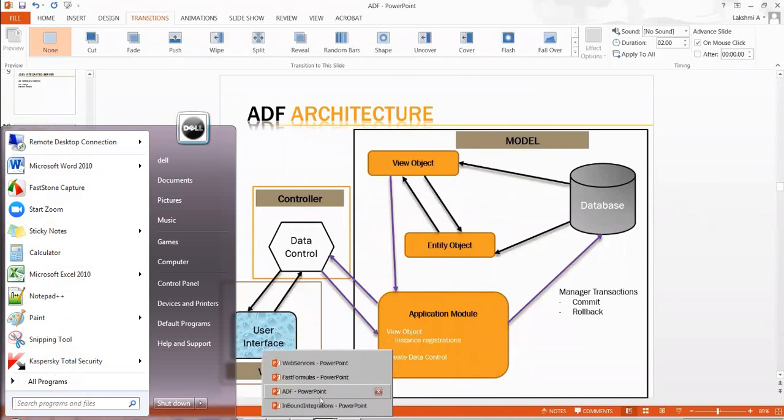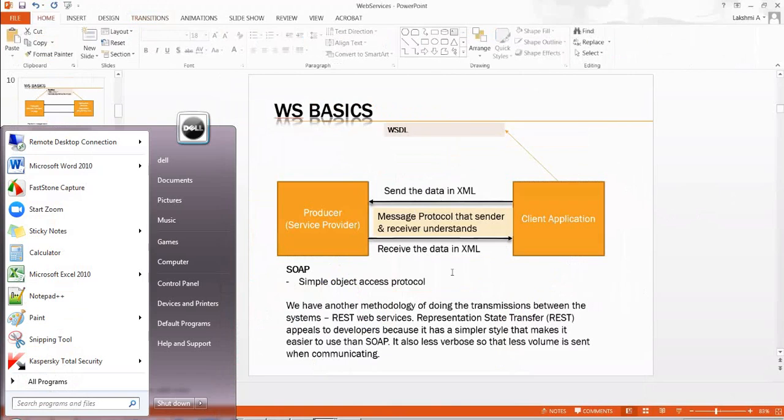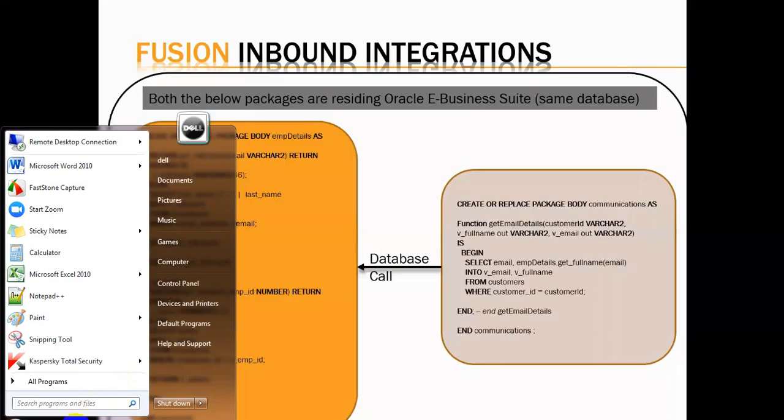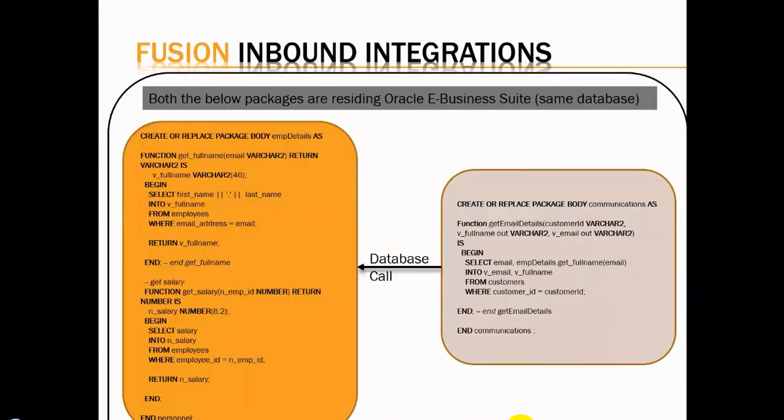So to start with web services, as I was saying in my previous sessions, every web service has a WSDL file. To quickly revisit what we have discussed about web services: we typically use web services to communicate between two systems, right? Between two systems, for example, this is one example.